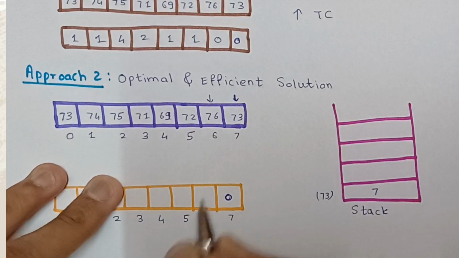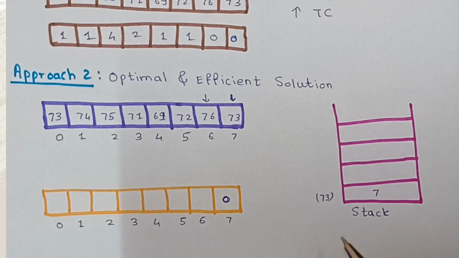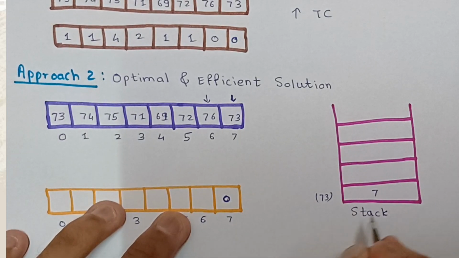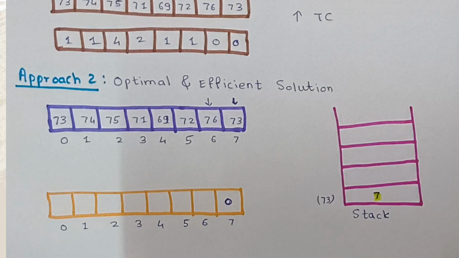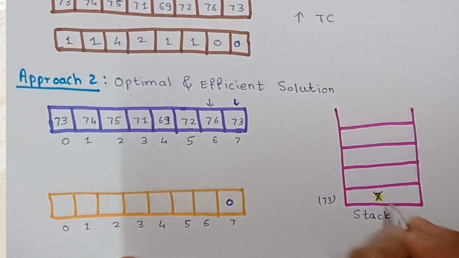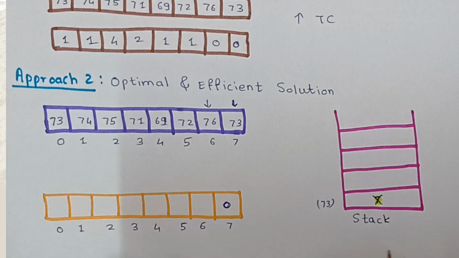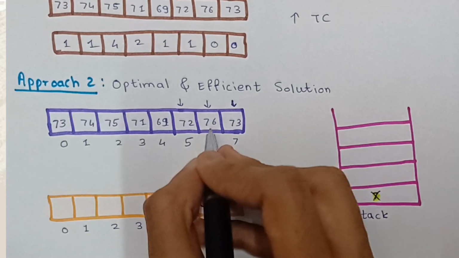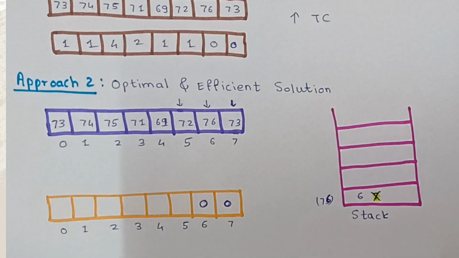Now our pointer is at 76. We check whether the stack's top element is greater than 76. No, it is not greater, so we pop out this element. After popping index 7, the stack will be empty again. So the stack is empty, and here also it will be 0. Now our pointer moves to 76 and we push index 6 into the stack, which refers to 76.